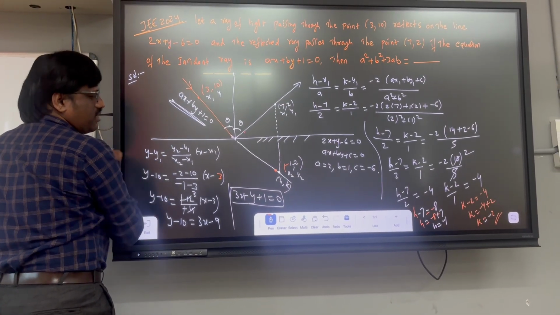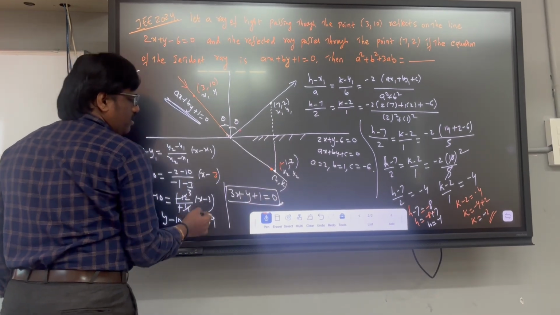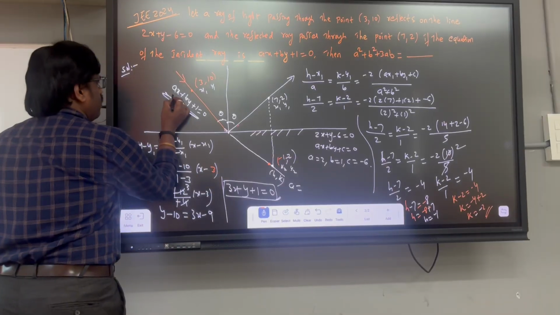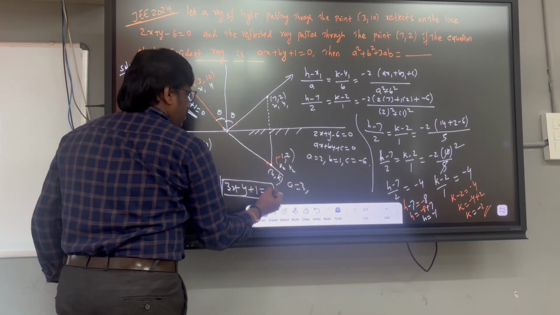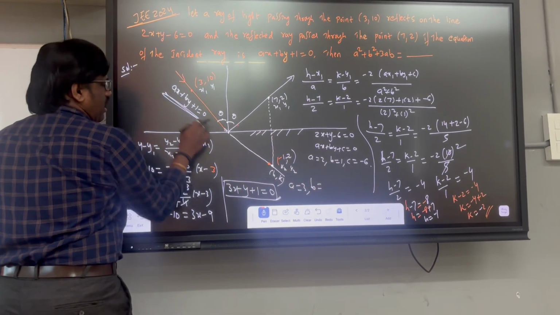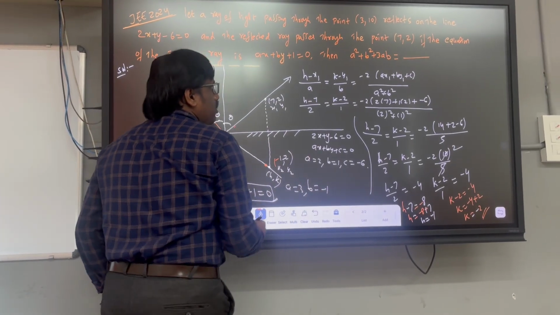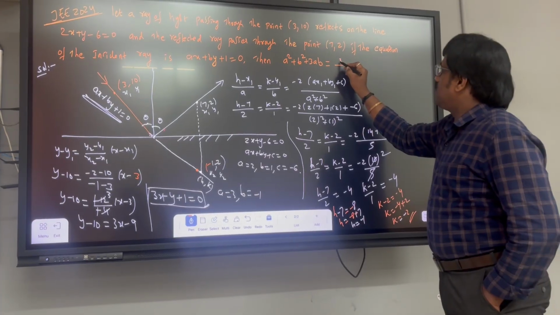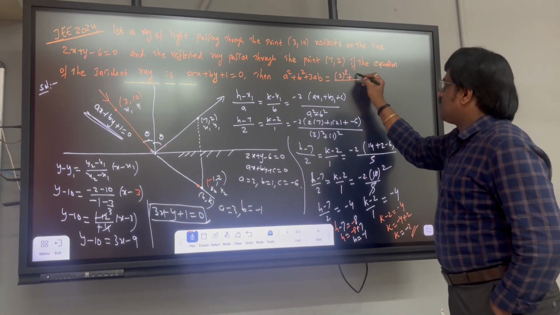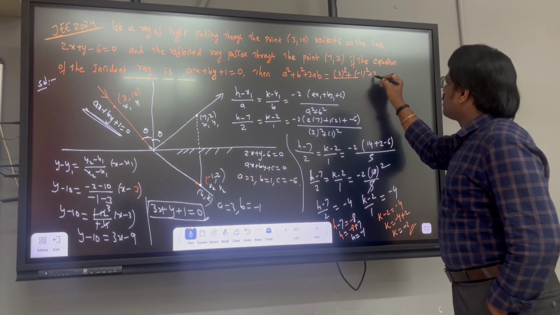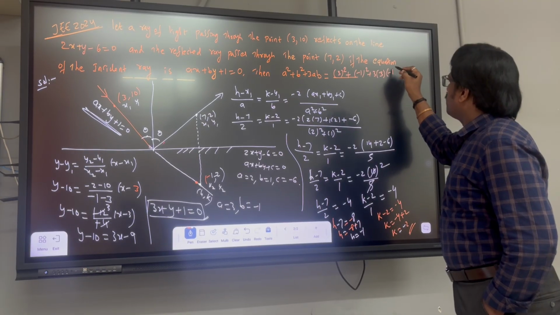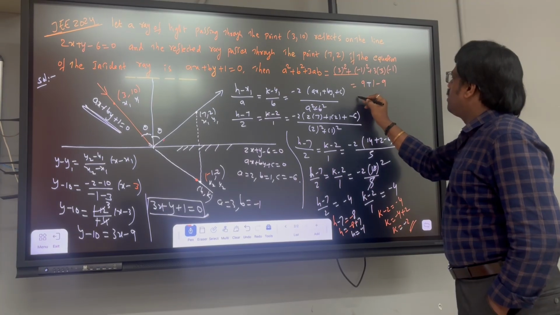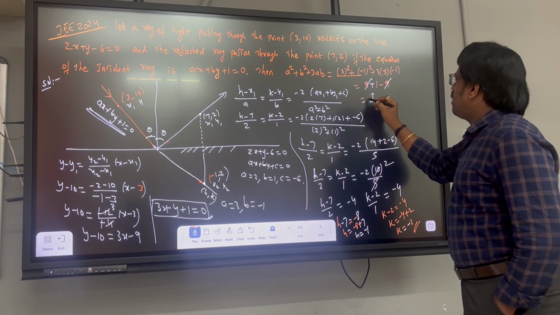Actually you have this one given, but we got this one. If you compare both, the a value will be 3 and the b value will be -1. You have to find a² + b² + 3ab, that is 3² + (-1)² + 3 times 3 times (-1), which is 9 + 1 - 9. The 9 and -9 cancel, so the answer is 1.